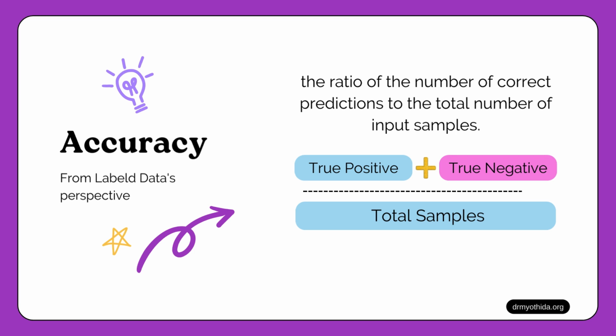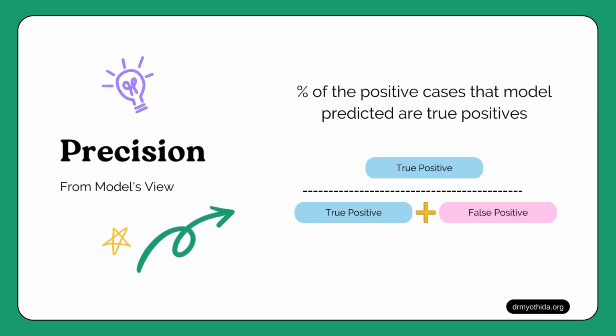So we will look at other evaluation metrics such as precision. What is precision? Precision is the ratio of the positive cases that the model predicted that are true positive. So out of the positive cases the model predicted, how many are actually correct? This is the precision. How precise our model is. Next, let's look at recall.